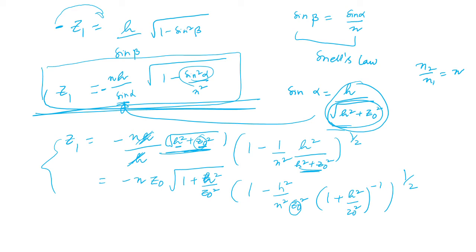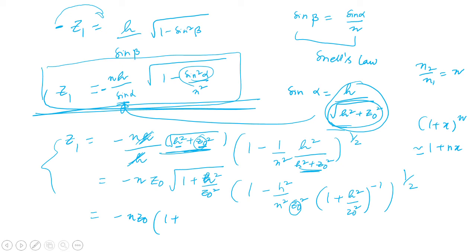So what we are going to do is some approximations here, and to do that we are just going to use the binomial approximation. So we're going to write this as minus n z0. This is 1 plus x to the power of a fractional power, and you can write it as 1 plus nx. That is the approximation. So using that, I can write this as h squared by 2 z0 square. And similarly here, I would write 1 minus h square by n square z0 square, but there is a power half here, so I'm going to put 2 here.